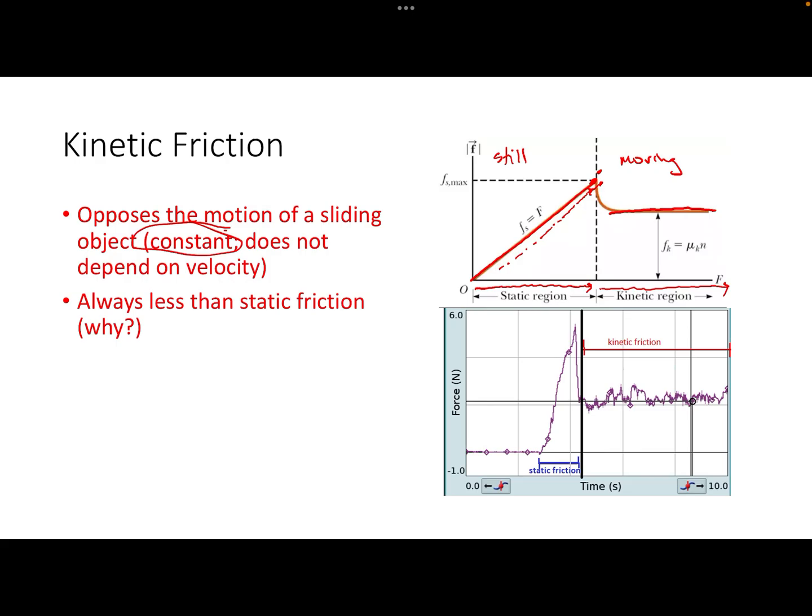We can't continue to increase the force of static friction, or the force of friction with an applied force, and have the object start to move. It won't work. So that means the force of kinetic friction has to drop as an object starts moving, and then it stays constant. So we get this characteristic graph of static versus kinetic friction.